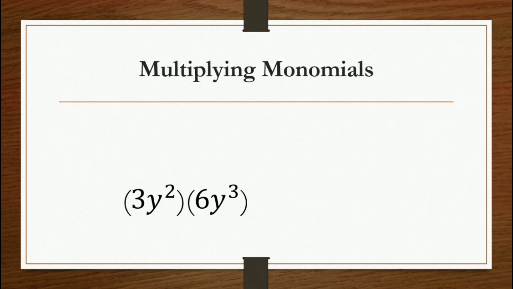In this example, we have different exponent. Again, the first thing that you have to do is to multiply the coefficients. That is 3 times 6, which is equal to 18. Multiply the variables by adding the exponent 2 and 3, which is 5. So therefore, we will get 18y to the 5th power as the final answer. Let us now proceed to dividing monomials.